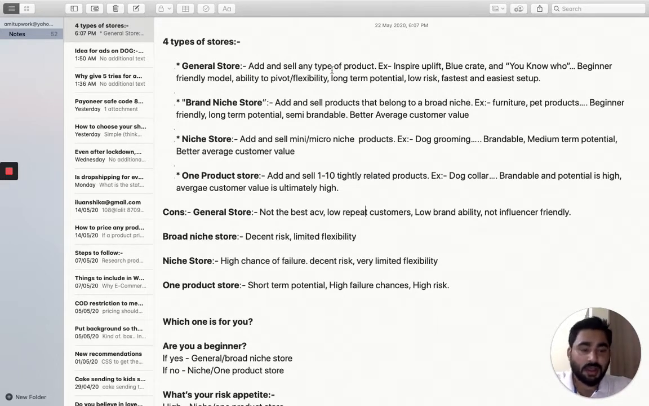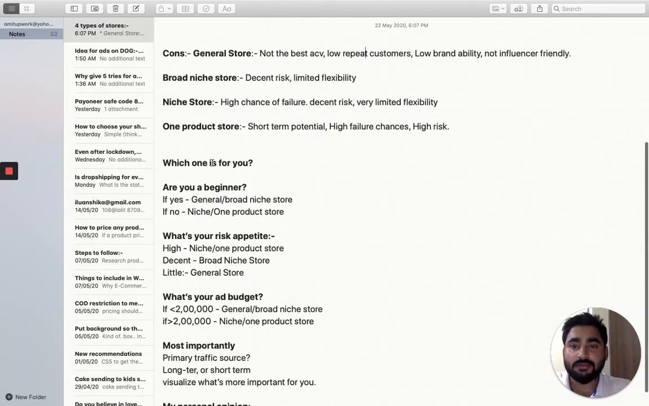Suppose I will give you an example. If a product called XYZ is dealing in dog collars, they are not dealing in all dog products, they are dealing only in dog collars. Only 1 to 10 products, with a different set of colors and a different set of designs, but only dealing in dog collars. So you can even brand that dog collar. The branding potential is insanely high and the average customer value is very high. If someone purchases a good dog collar from your store, the chances are very high that they will come again and purchase the dog collar.